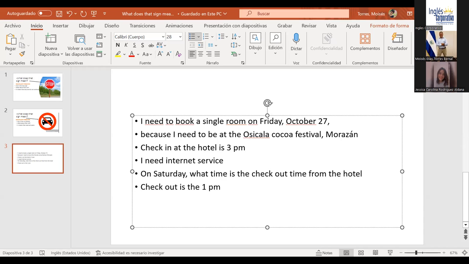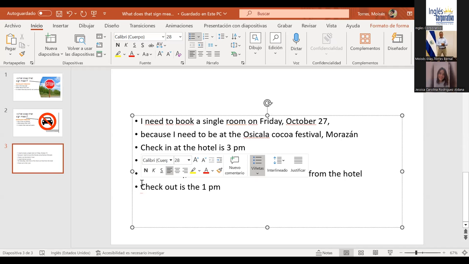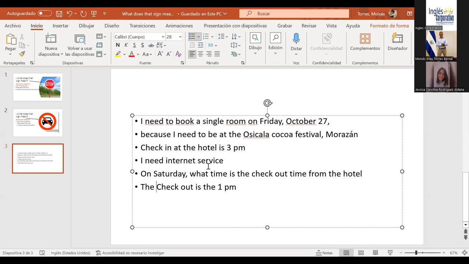Okay, solamente le agrega the, the checkout is the checkout. Y lo mismo en check-in, the check-in. Okay. Yes, very well. Good, very good. Okay, gracias.